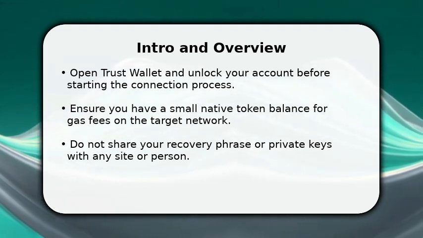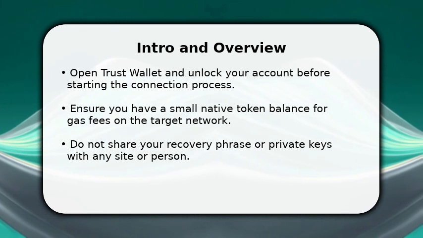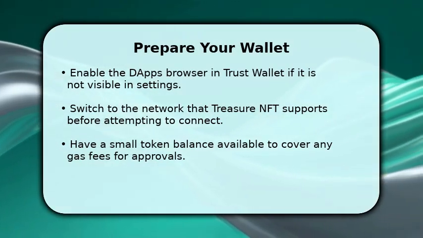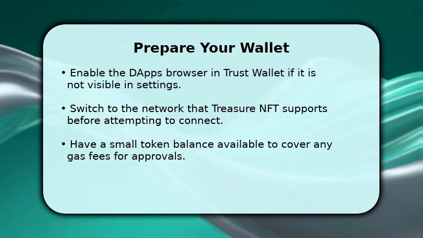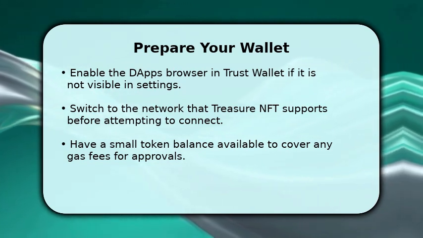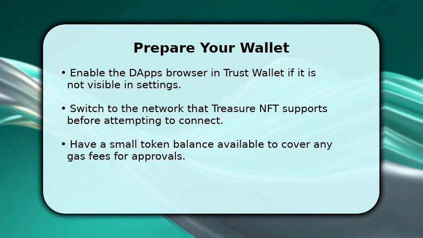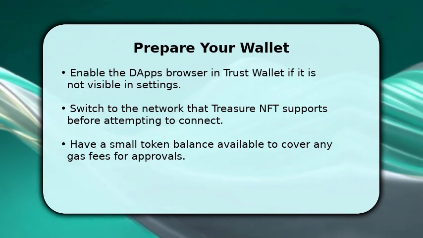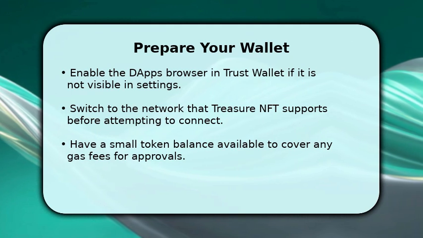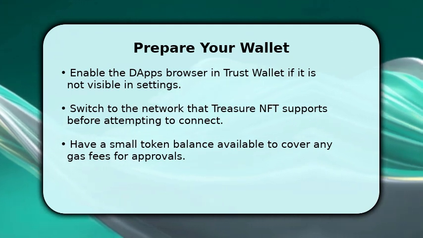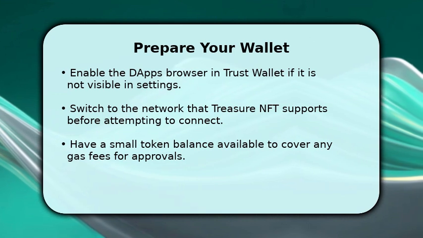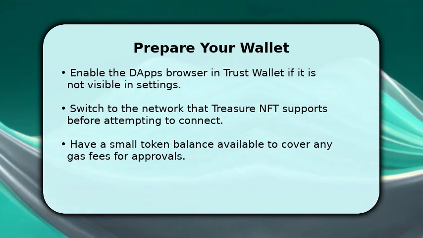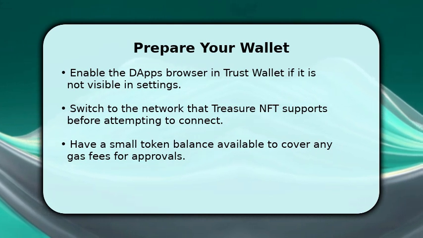Also check for contract approvals before signing. Start by enabling the D-Apps browser in Trust Wallet or use Wallet Connect from the Treasure NFT site. Switch to the supported network and confirm you have enough native token for gas and approvals. Back up your recovery phrase offline and never enter it on any website. Close other wallet sessions and keep your device secure before connecting. These steps reduce risk and make the connections smoother when Treasure NFT requests permissions.